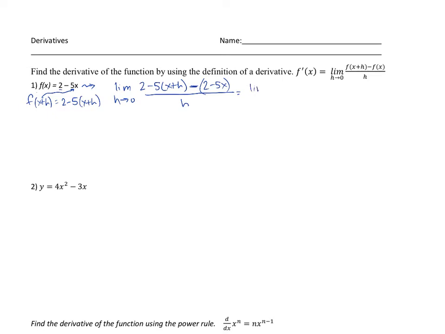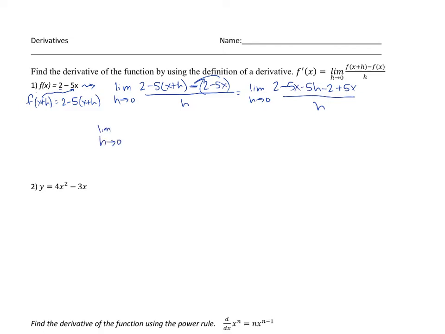So on the top, we end up with the limit as h goes to 0, and this will be 2 minus 5x minus 5h minus 2 plus the 5x all over h. So what I did here is I distributed. Alright, so this ends up being the limit as h goes to 0.